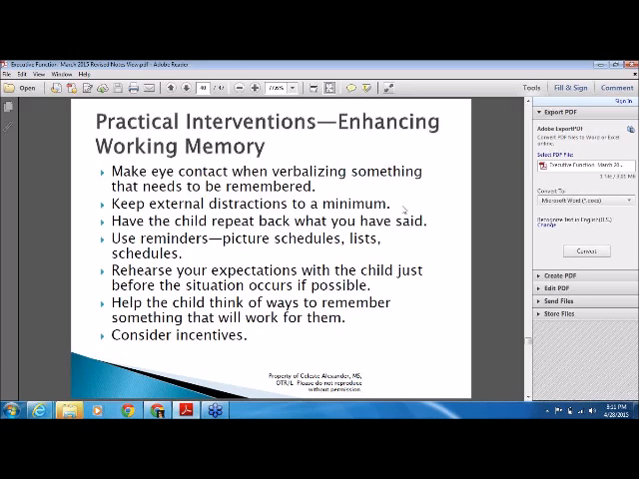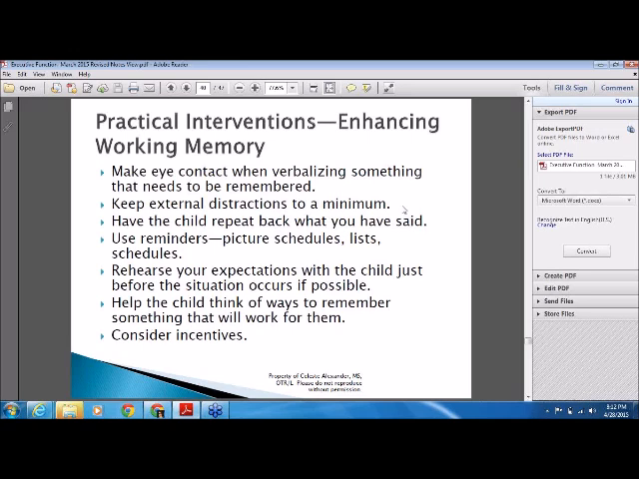Have the child repeat back what you said. And again, this is for a lot of things, but especially working memory, okay? Use reminders, such as picture schedules, lists, and other written schedules, I think. Rehearse your expectations. Again, I feel like a lot of it is repetitive, but you have to also remember what skill you're building and working on. So we're looking at working memory again. So rehearsing before, if possible, okay? But we also have to practice flexibility too.